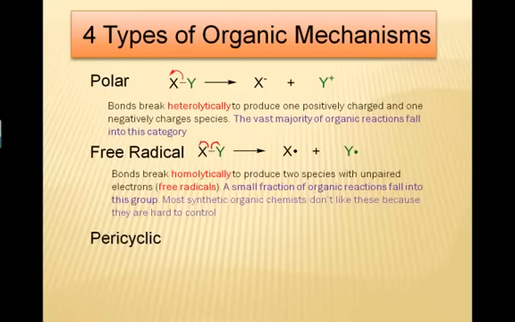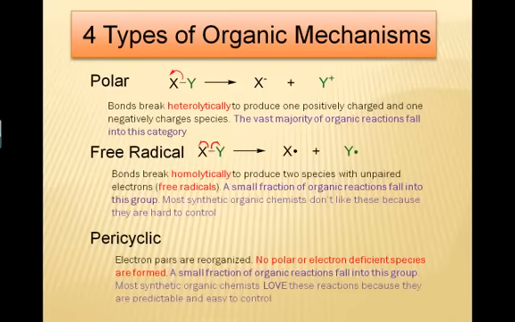And finally, we have what we call the pericyclic mechanism. The pericyclic mechanism is really unique in that electron pairs are reorganized. It happens all in one single step. There are no polar or electron deficient species formed, no free radicals are formed. A pretty small fraction of organic reactions fall into this group, but most organic chemists really love these reactions because they're very predictable and they're easy to control, which makes them extremely useful for synthetic purposes.